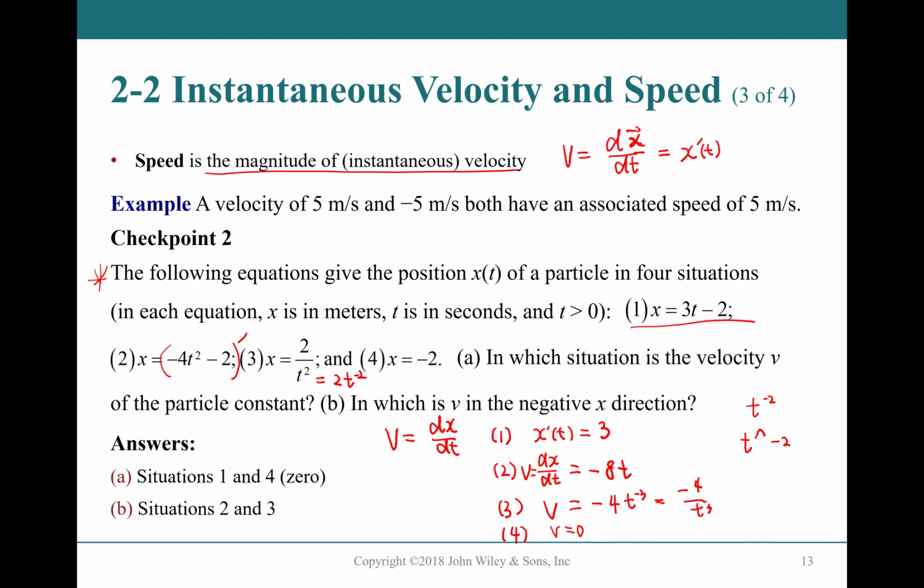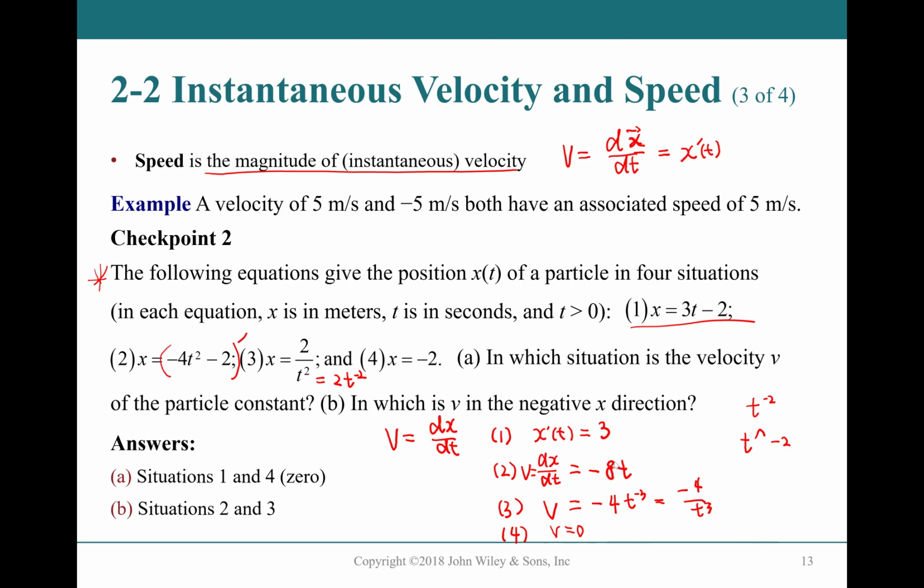Very good. Do you guys remember how to calculate derivatives? Because later on you are also going to learn about acceleration, which is the double derivative of x. The first derivative gives you velocity, and the second derivative gives you acceleration. And in which situation does the particle have constant velocity? So here, 3 and 4 are constant, and the negative velocity is in the negative x direction.